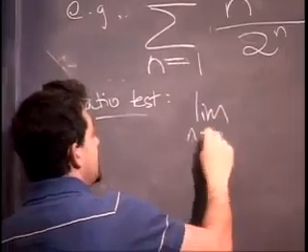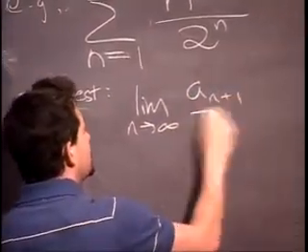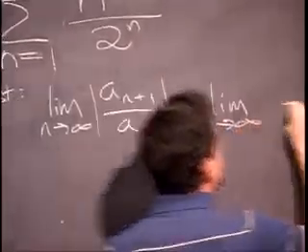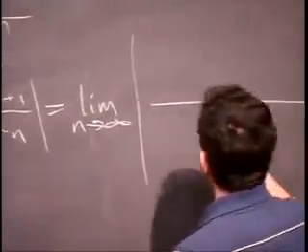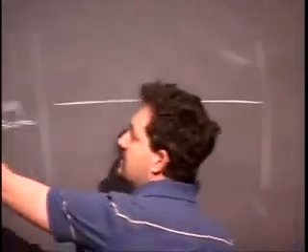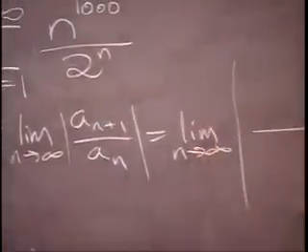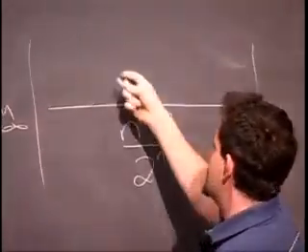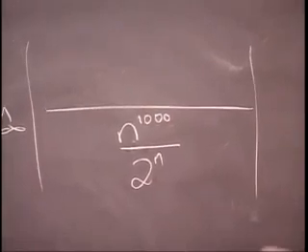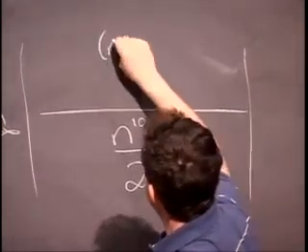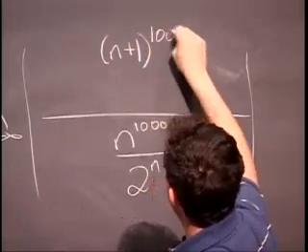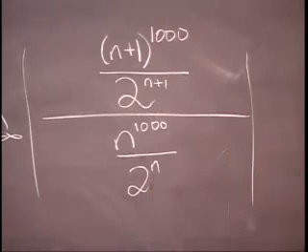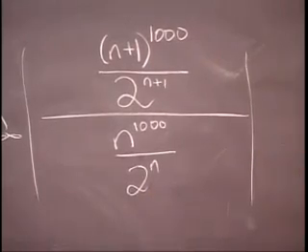We take the limit, n goes to infinity, of the absolute value of a_(n+1) over a_n. And as I said, big fraction bar. And down the bottom, I'm just going to copy the term n to the 1,000 over 2 to the n. Bang. That's a_n. To get a_(n+1), which is on the top, I replace the n by n plus 1. So I get (n+1) to the 1,000 over 2 to the n plus 1. Actually, don't need parentheses there because it's already in a superscript.